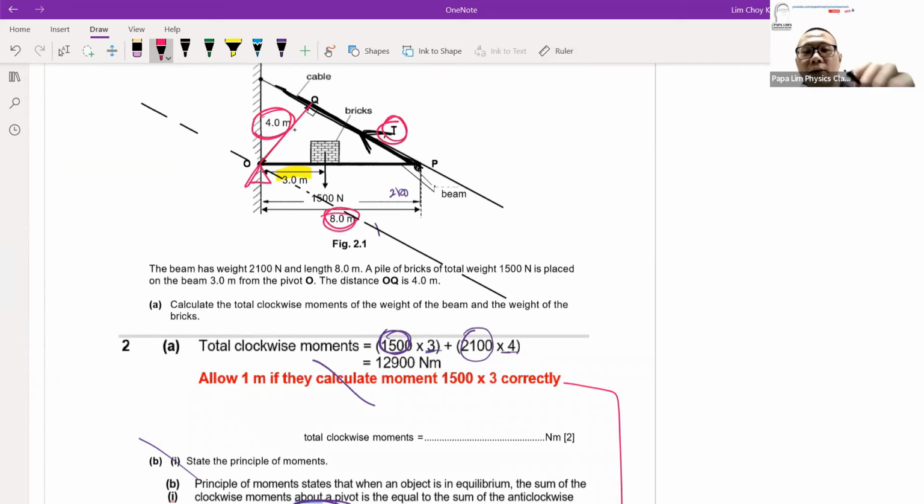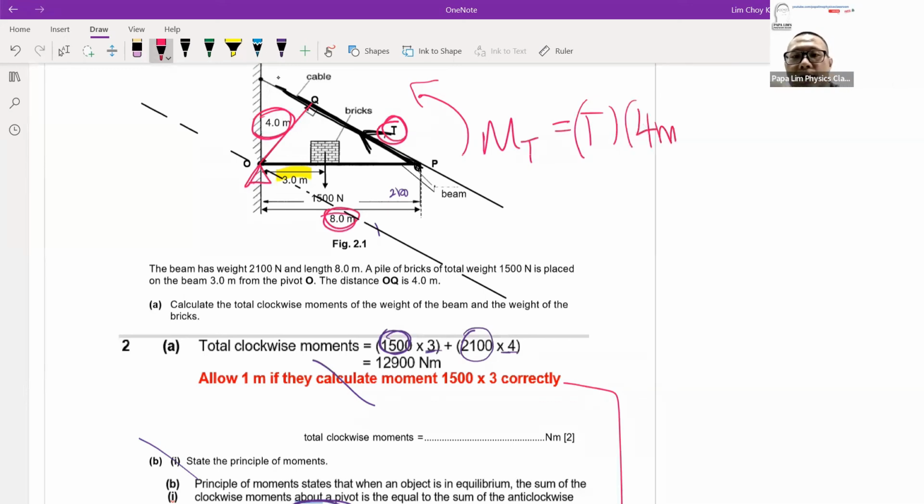So that's why, for the anti-clockwise moment of T, the force is T. The perpendicular distance is not 8 meter, it's not 3 meter. It's actually 4 meter. Where do you find this 4 meter? It is here. The 4 meter is actually here. So take note where to get the perpendicular distance and the technique to find it.